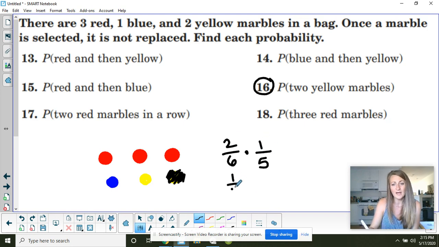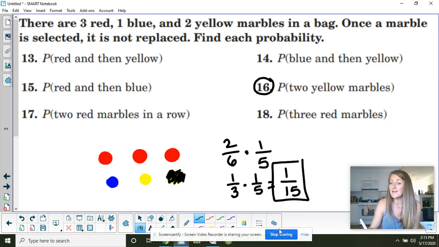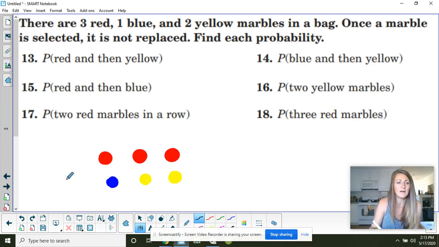Let's simplify. 1 out of 3 times 1 out of 5. The probability here is 1 out of 15. This would be an ugly percent, so it's absolutely okay to leave it as a fraction here. Now for your Edpuzzle, I want you to do number 15.